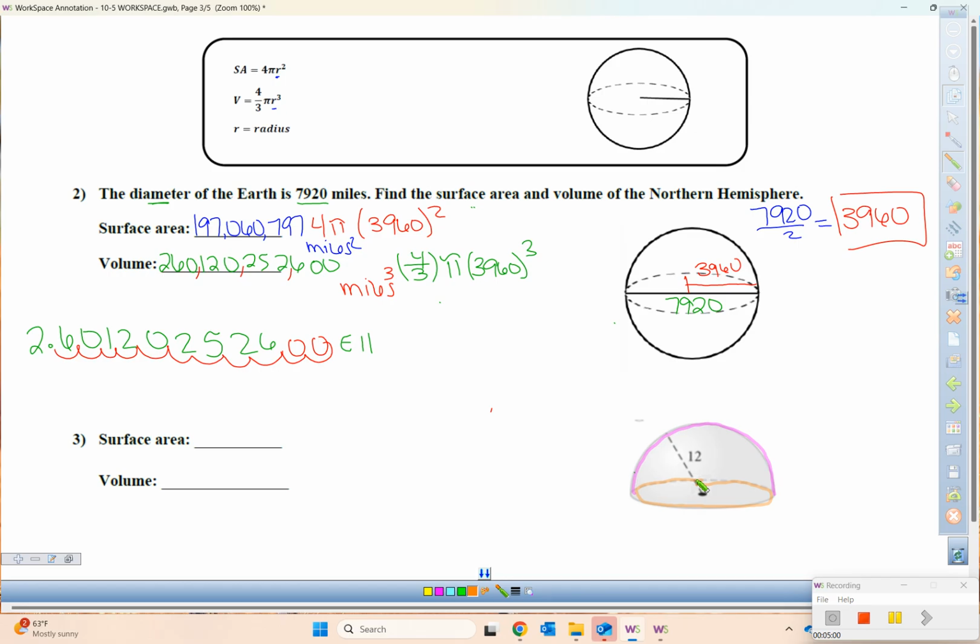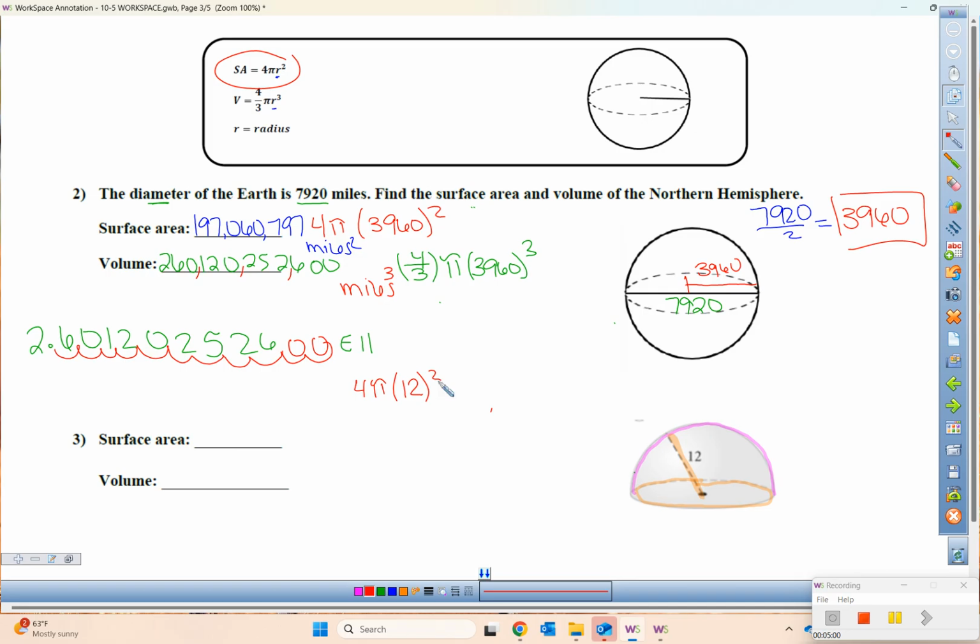Okay, so let's go ahead and start. So our formula for sphere is this guy up here. So this is going to be 4 pi, our radius, and does it give us a radius over here? It does. It's 12, and it's squared.